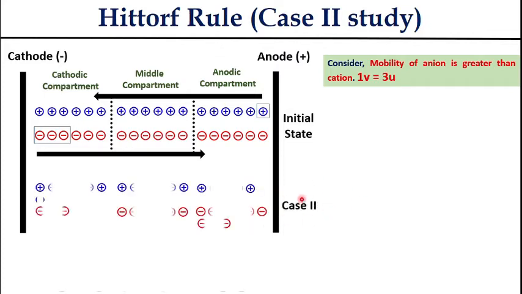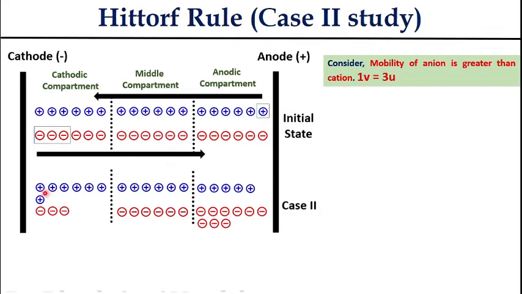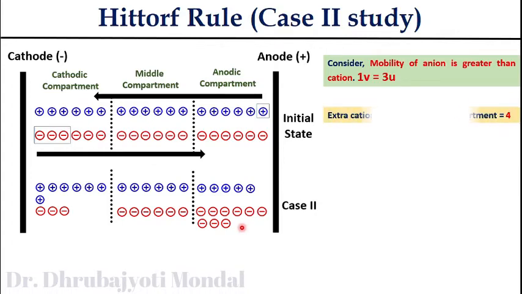Now we have to consider what the final state is. This is the case 2 final state. In the final state, you can see the total number of cations: as this cation moves from this side to this side, total cations are 6 plus 1, 7. And these 3 anions move from this side to this side. That's why the anion concentration here decreases, and the total anions here are 3. And here you can see this cation moved from this side to this side, that's why the cation concentration decreases, and the number of cations here is 5 now. And here this anion comes, so the anion concentration increases and the total anions are 6 plus 3, 9.